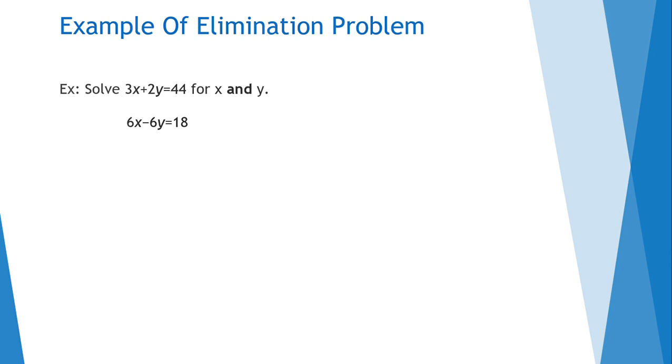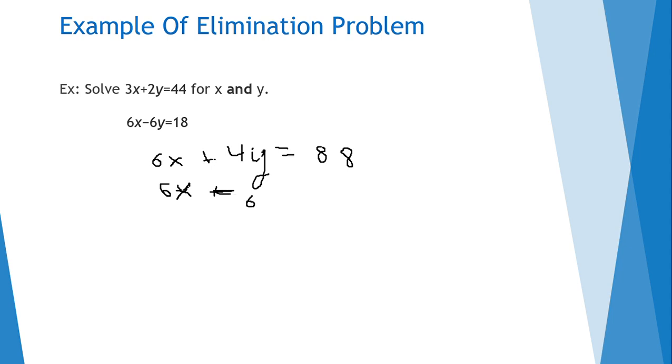So let me go on to multiplying that top equation by 2. So I would get 6x plus 4y equals 88. Wow, that's pretty big. And we have 6x minus 6y. Oh, x. Sorry, that's a bit badly written.